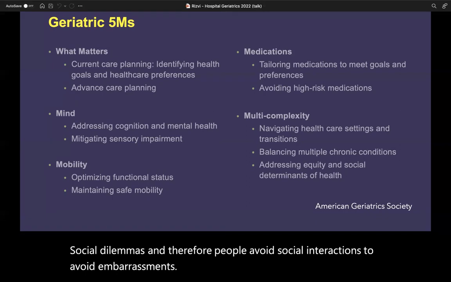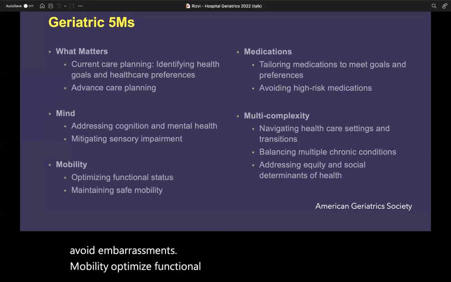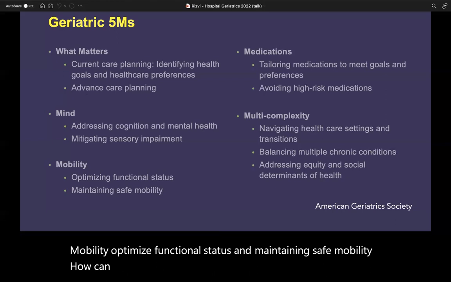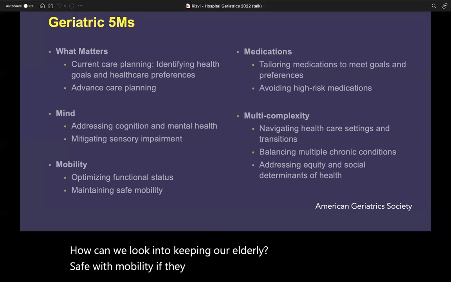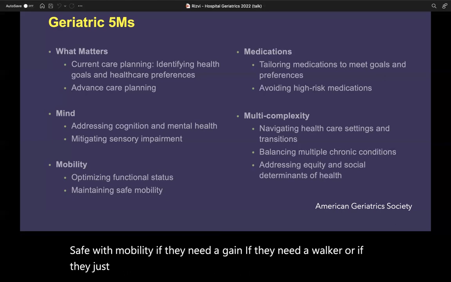Mobility, optimize functional status and maintaining safe mobility. How can we look into keeping our elderly safe with mobility, if they need a cane, if they need a walker, or if they just need better shoes or a cleaner environment in the house to help them move better.